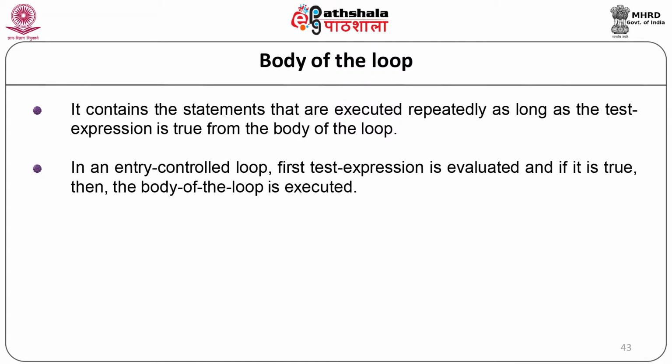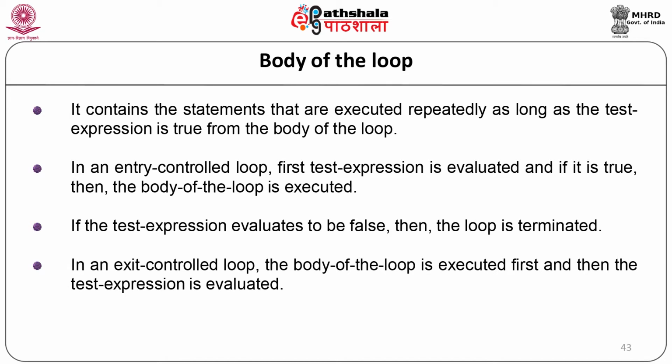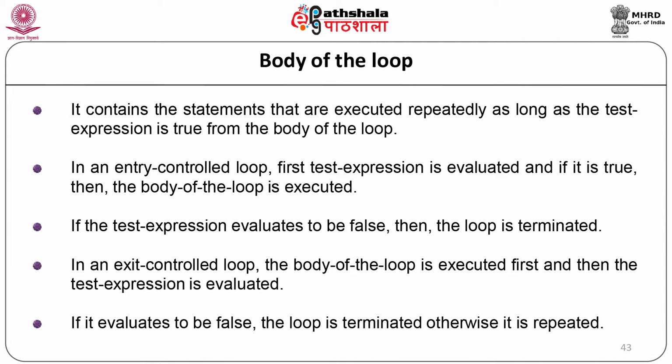In an entry control loop, the test expression is evaluated first, and if it is true, then the body of the loop is executed. If the test expression evaluates to false, then the loop is terminated. In an exit control loop, the body of the loop is executed first and then the test expression is evaluated. If it evaluates to false, the loop is terminated, otherwise it is repeated.